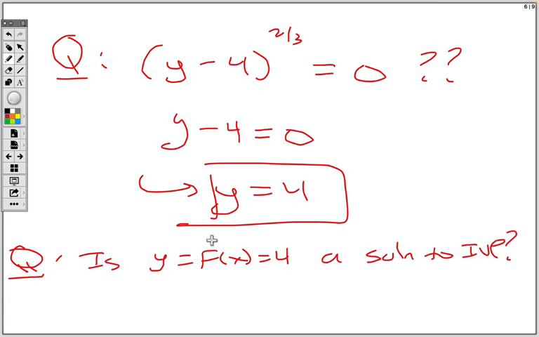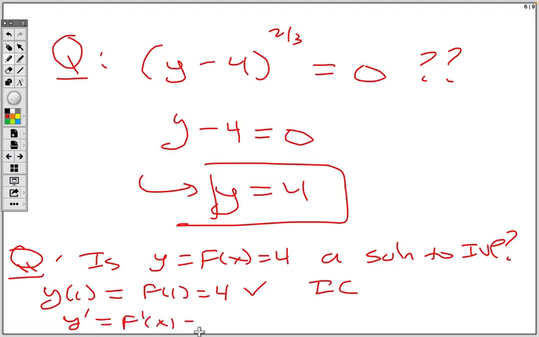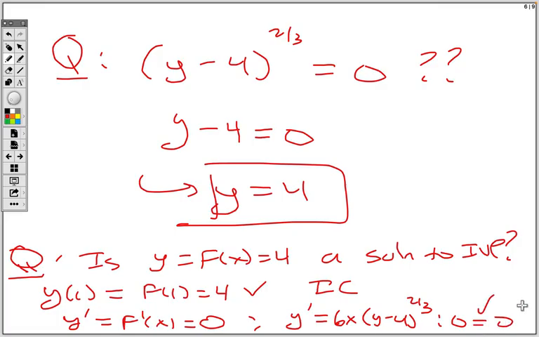Okay. Well, you can check. I mean, it's the constant function, so y at 1, f of 1, is 4, so that satisfies the initial condition. Y prime would be f prime of x, and what's the derivative of 4? 0. All right. Now, if I look at y prime equals 6x times (y minus 4) to the 2/3, I get 0 equals 0, so that works. So that constant function is a solution to that differential equation. Sometimes this is called a singular solution.